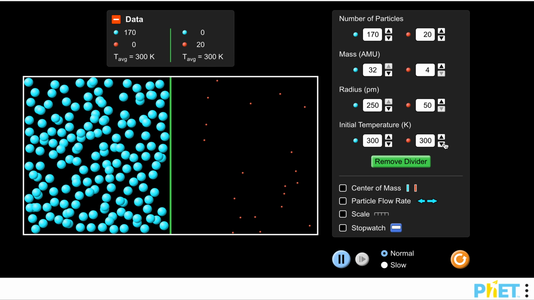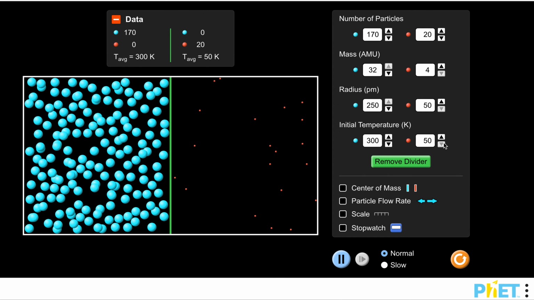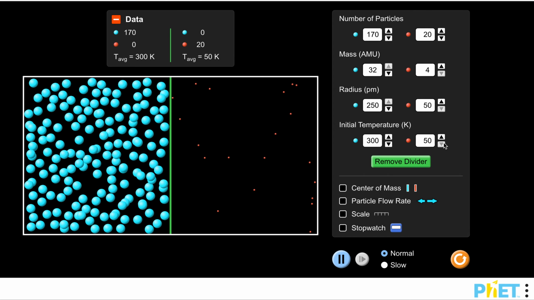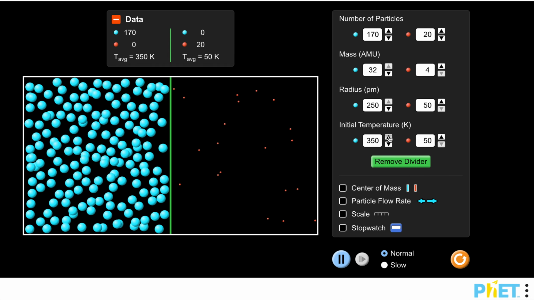So same deal here. You can play with the temperature. So you can make it colder. So let's say we take the red guys and we drop their temperature down to 50 Kelvin. We can crank up the temperature.